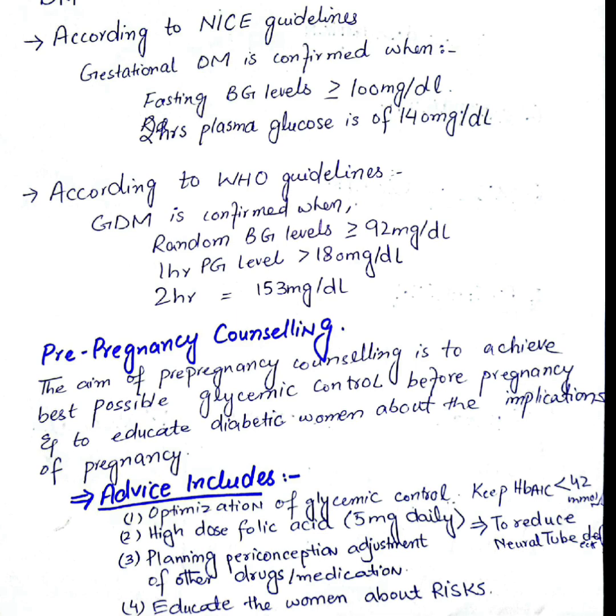Next is pre-pregnancy counseling. The aim of pre-pregnancy counseling is to achieve best possible glycemic control before pregnancy and to educate diabetic women about implications of pregnancy. The advice includes optimization of glycemic control, keep the HbA1c less than 42 millimole per liter. Then we prescribe the high dose of folic acid 5 mg daily to prevent the neural tube defects. The planning preconception adjustment of other drugs or medication.